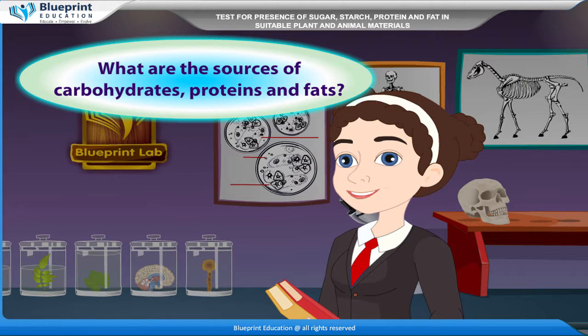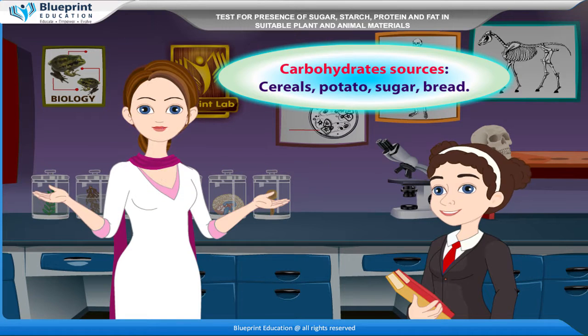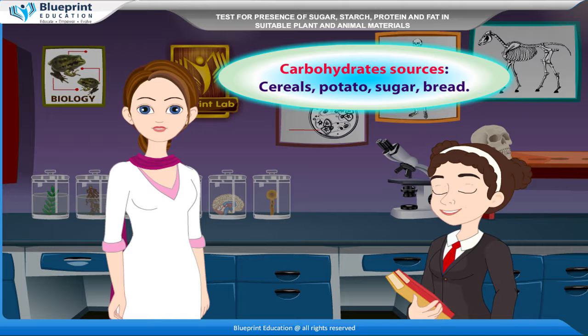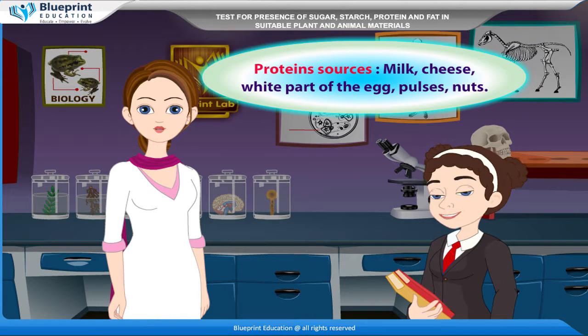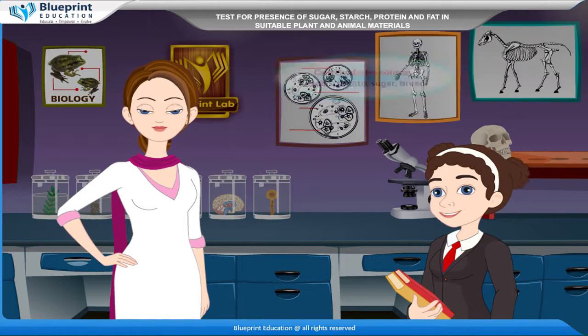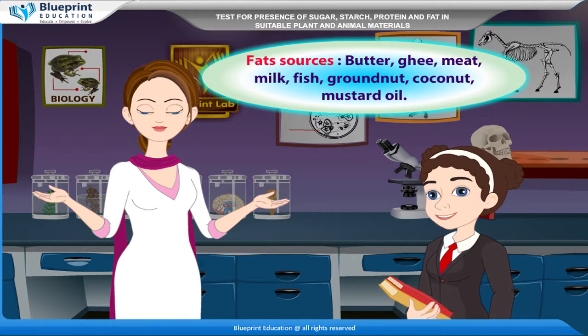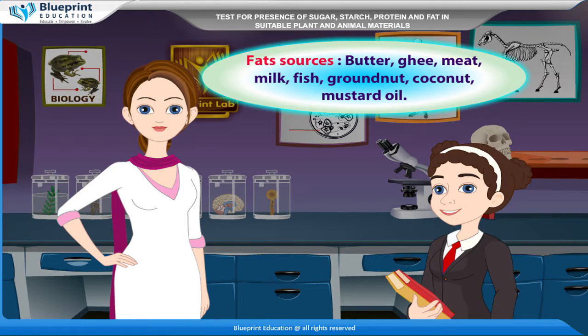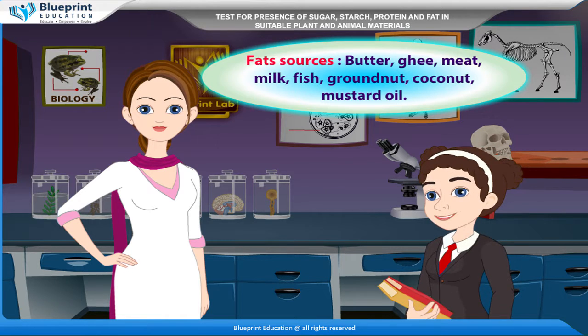Madam, what are the sources of carbohydrates, proteins, and fats? Carbohydrate sources: cereals, potato, sugar, bread. Protein sources: milk, cheese, white part of the egg, pulses, nuts. Fat sources: butter, ghee, meat, milk, fish, groundnut, coconut, mustard oil.